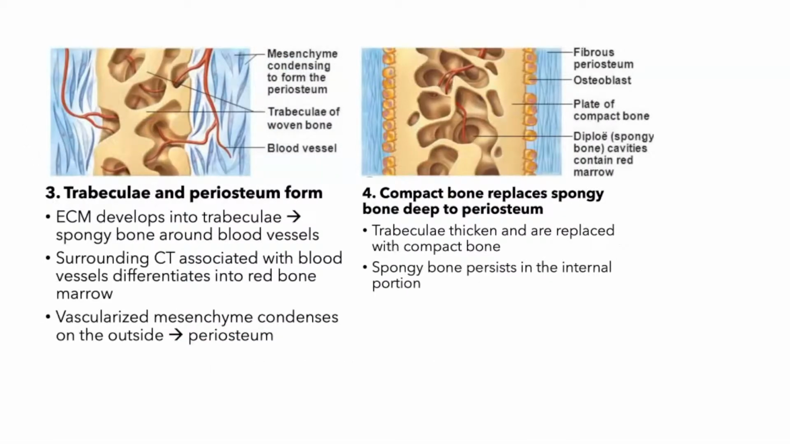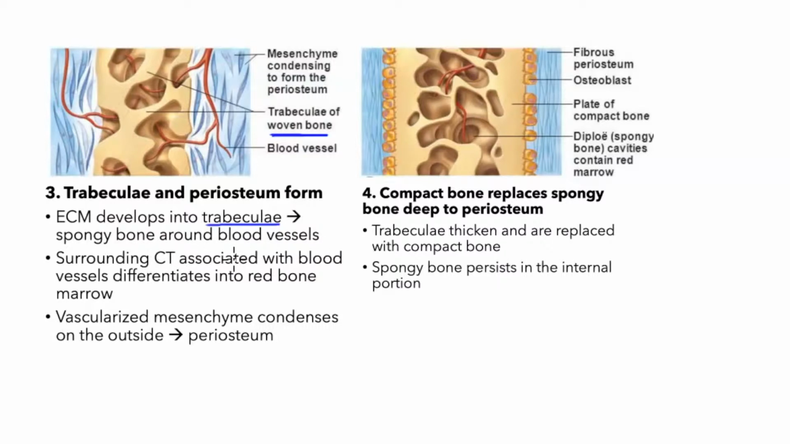After that, here are the third and fourth steps. So in the third step here, trabeculae and the periosteum form. So the extracellular matrix is deposited in a random fashion around these blood vessels, and that forms the trabeculae, which make up the spongy bone in the middle of the bone. Spongy bone is also known as woven bone, so that's what you see here in the diagram, trabeculae of woven bone. And the trabeculae eventually form the spongy bone around the blood vessels.